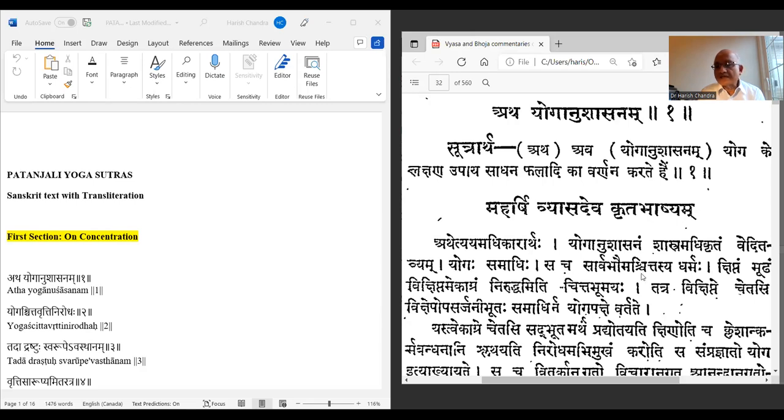But Vyas is saying that in all the five states, yoga can be attained. This is a huge contradiction. What is the meaning of it?